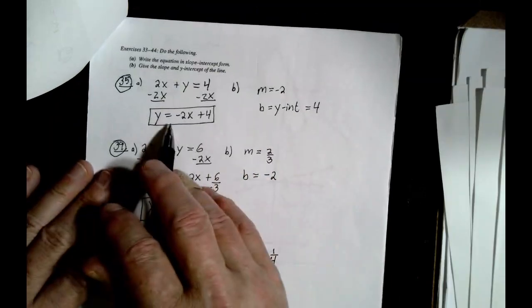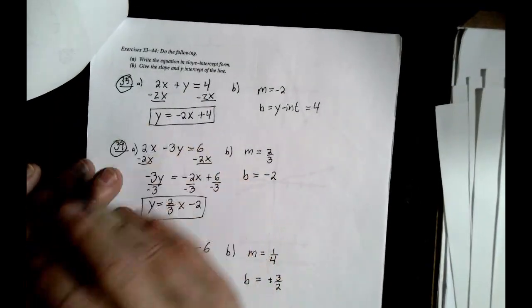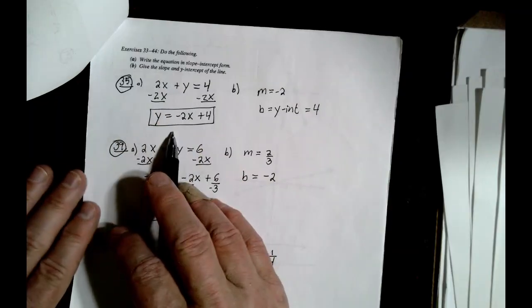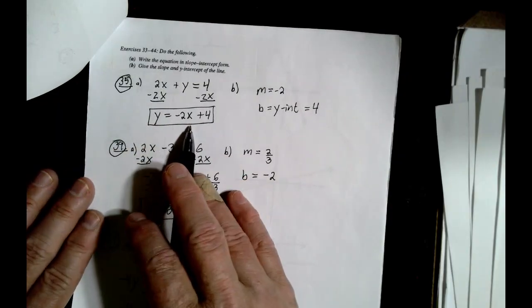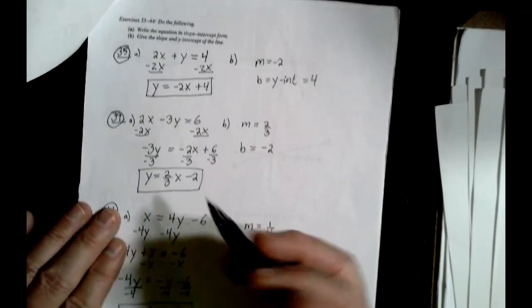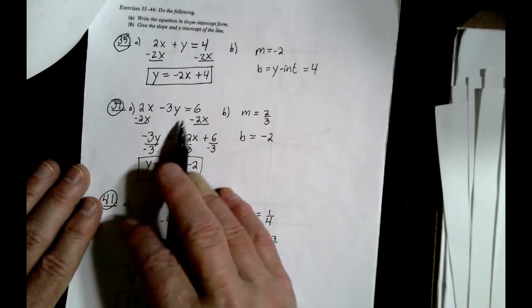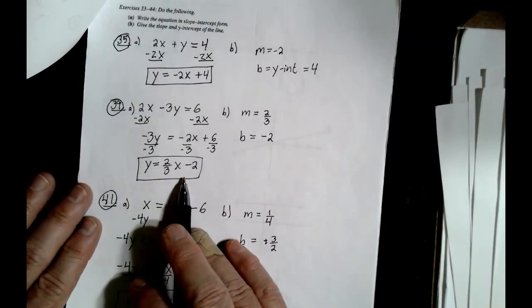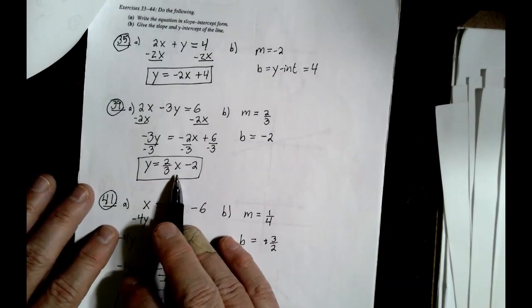Okay? Write the equation in slope-intercept form, give the slope and the y-intercept. So you have to solve it for y. You subtract 2x and you've got y all by itself. So m is -2, b is 4. Okay, again, solve this for y and you get y equals 2/3 x - 2. So your m is 2/3 and your b is -2.